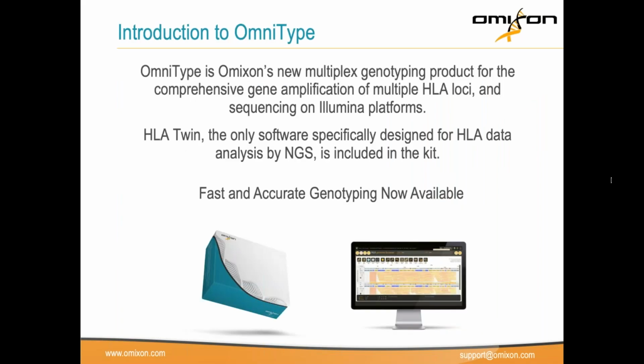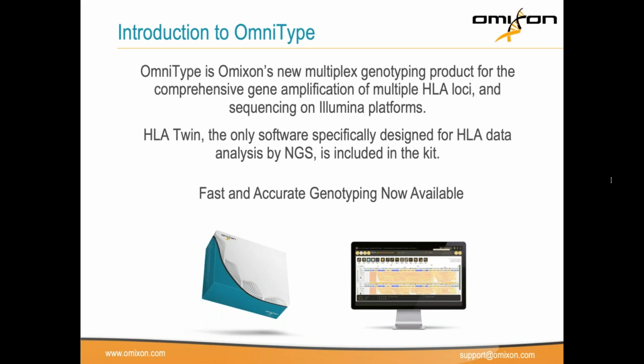Everybody knows what OmniType is by now, I hope, but just as a little reminder, OmniType is Omixon's new multiplex genotyping product for the comprehensive gene amplification of multiple HLA loci, 11 to be exact, and sequencing on Illumina platforms. HLA Twin, which is the only software that has been specifically designed for HLA data analysis by NGS, is always included in the kit, just the same as any other Omixon product.